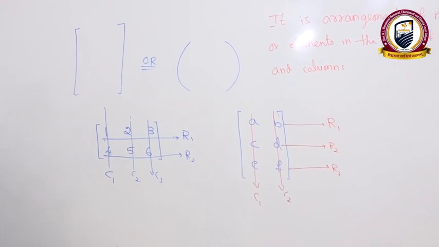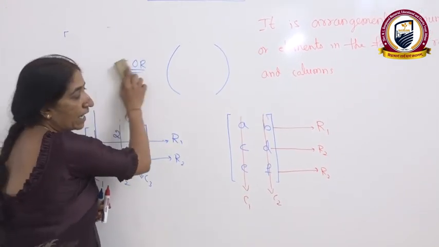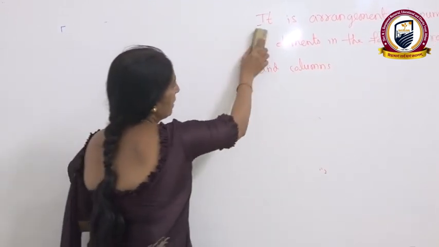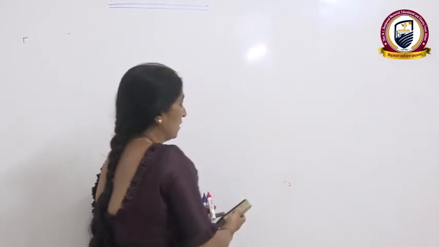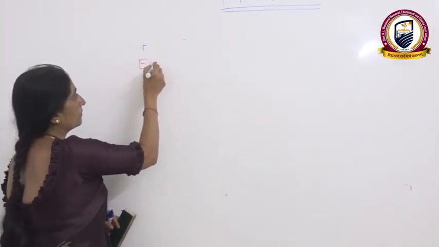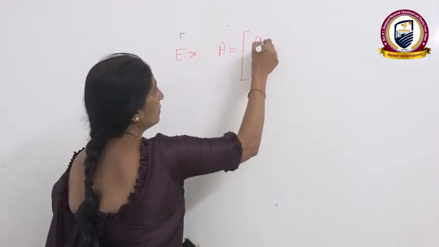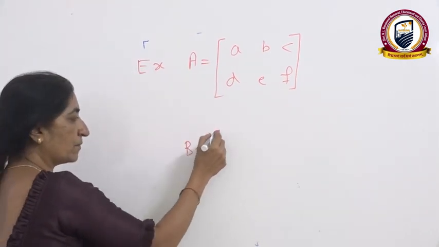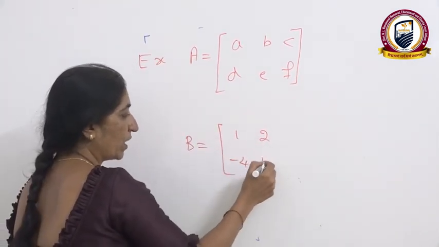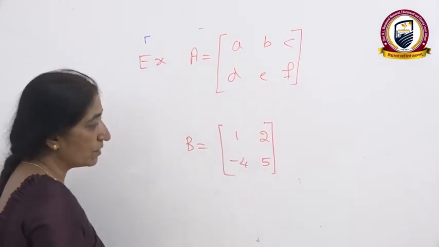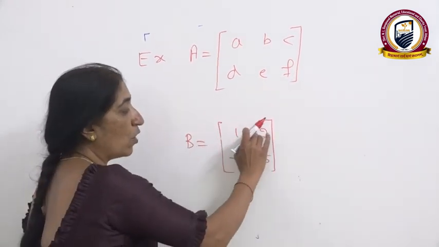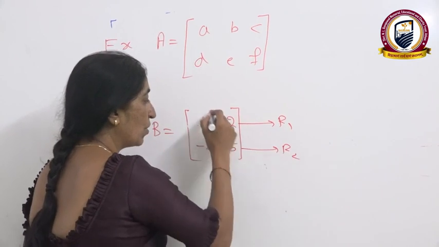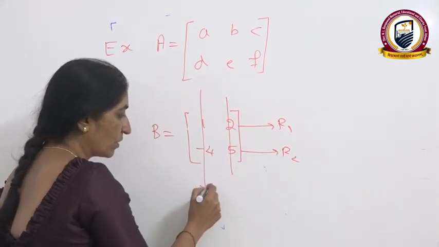In another way, you can say that a matrix is a rectangular array of numbers and alphabets. Generally, a matrix is denoted by capital letters. For example, so this is a matrix. See another matrix. You can write fractions, positive numbers, negative numbers. Horizontal lines are called rows. This is R1 and this is R2. Vertical lines are called columns.